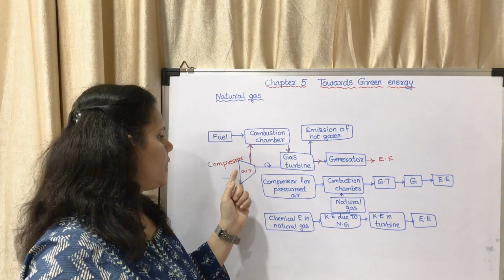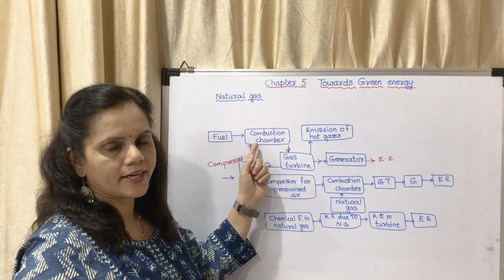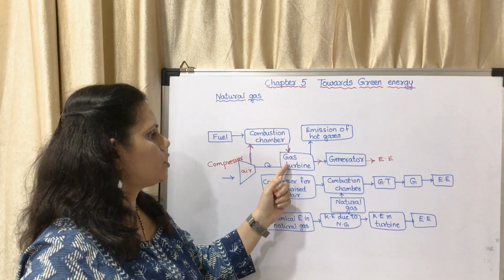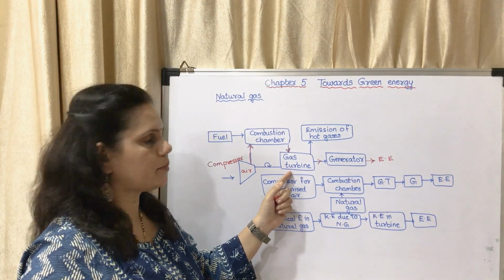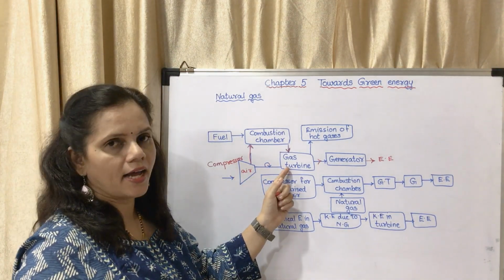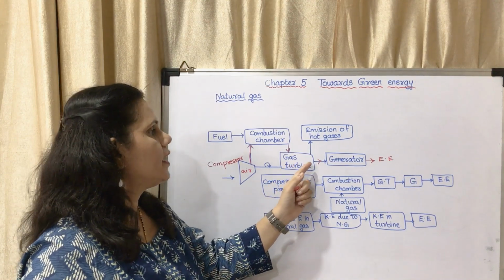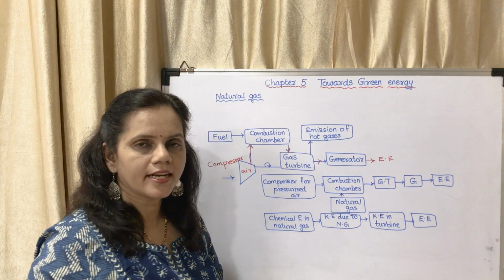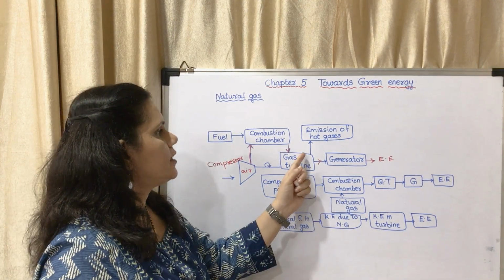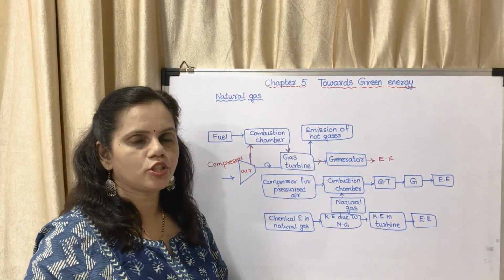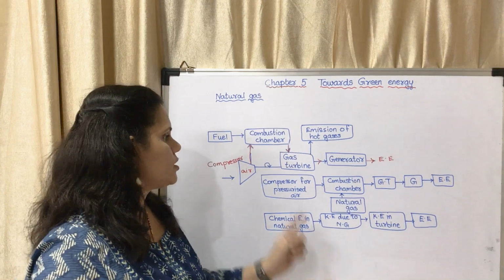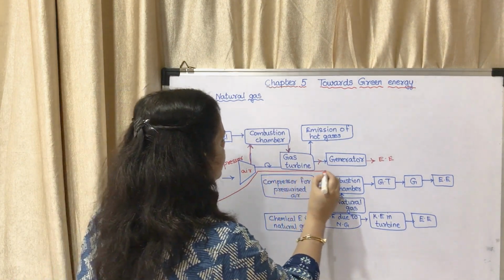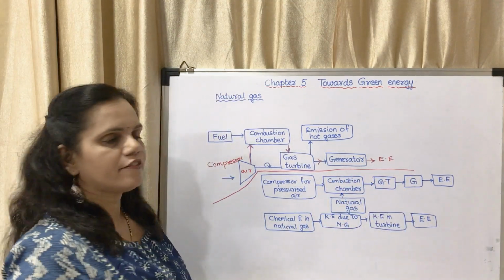I repeat, the fuel, natural gas, is burned in the combustion chamber. For burning it, air is needed, so it is provided to the combustion chamber. The gas which is formed is made to fall on the gas turbine, which turns the generator, and the generator will generate electrical energy. There is a setup for emission of hot gases. So this is about the functioning, this part.